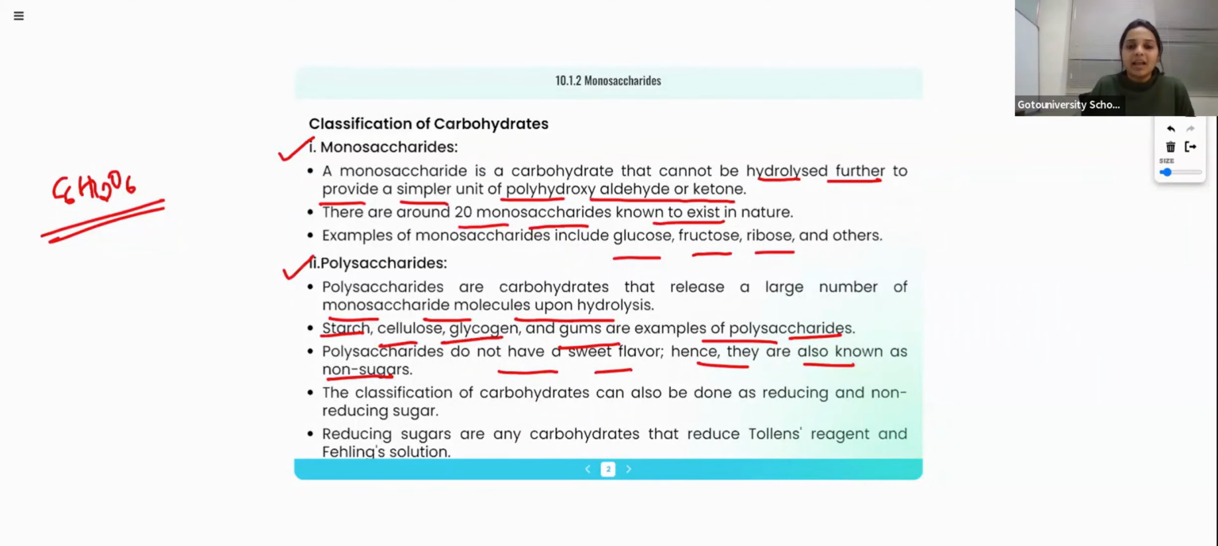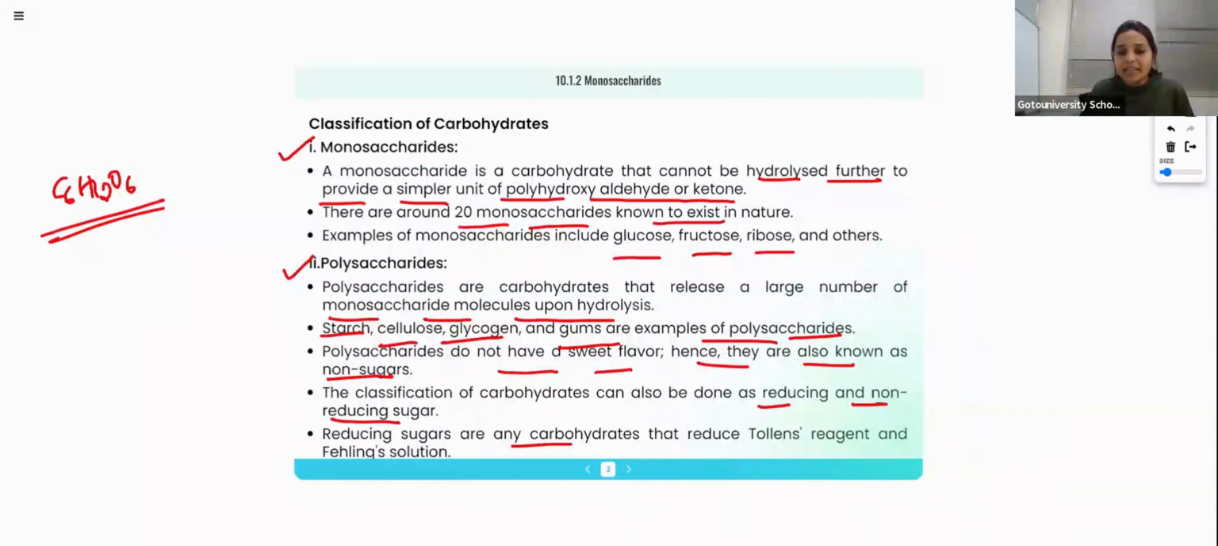Then the classification of carbohydrates can also be done as reducing and non-reducing. I told you, we know what a carbohydrate is, polyhydroxy aldehyde or ketone. Based on the number of monomers present, we can classify them into monosaccharides and polysaccharides. Then we can classify them another way, that is reducing and non-reducing sugar. Then what do you mean by reducing sugar?